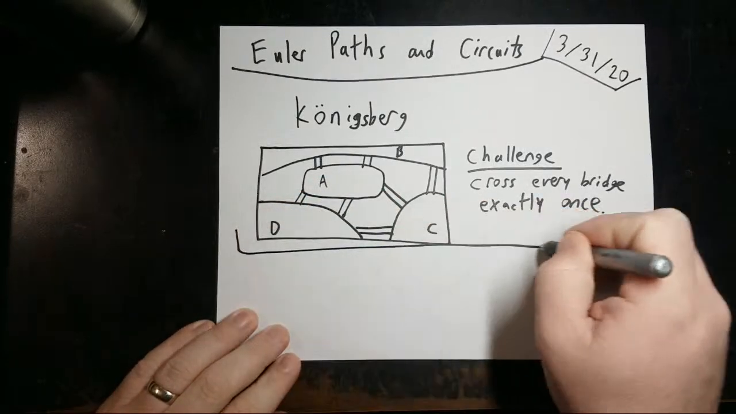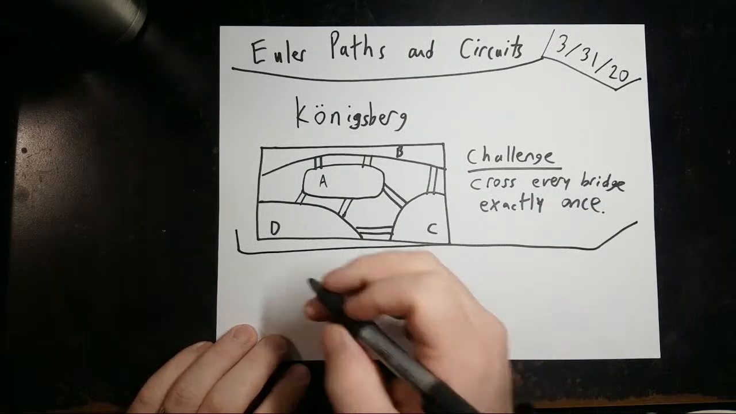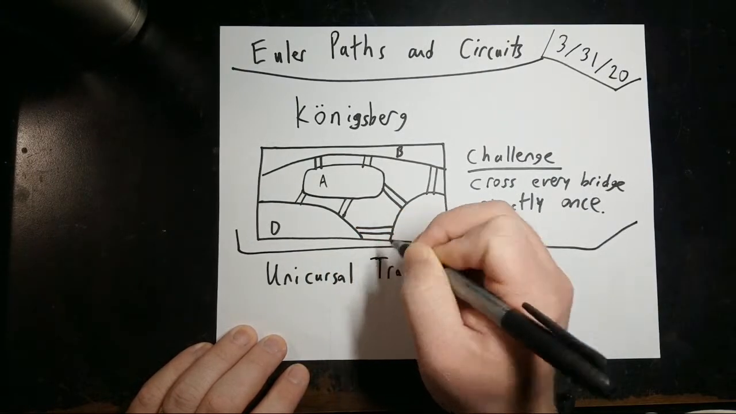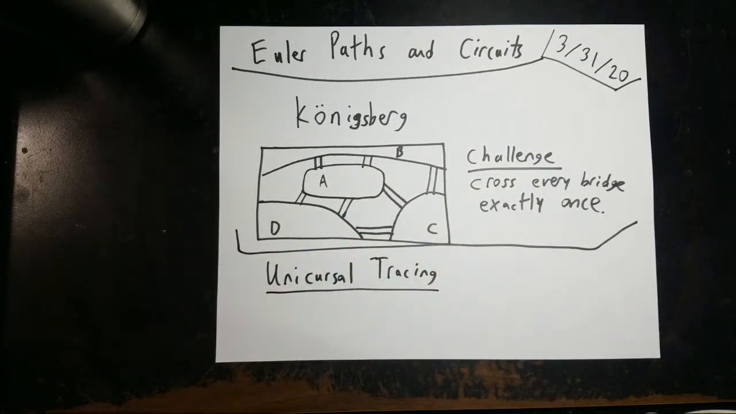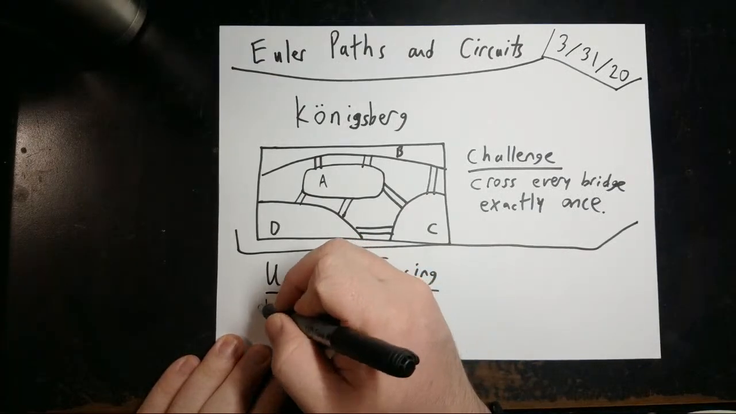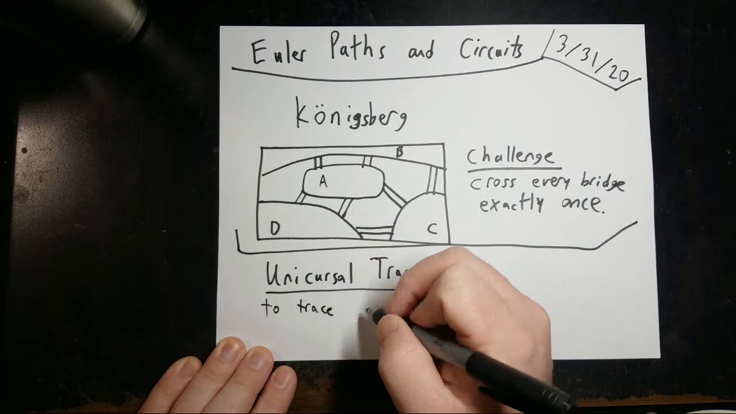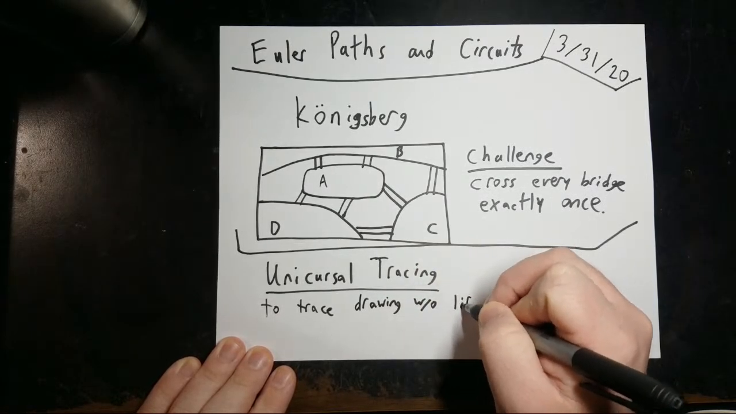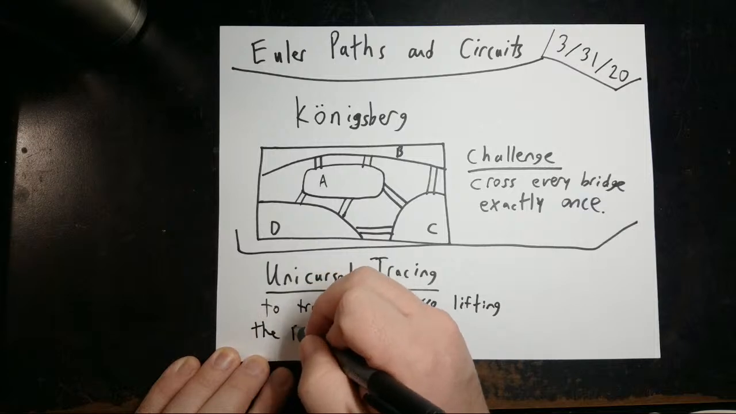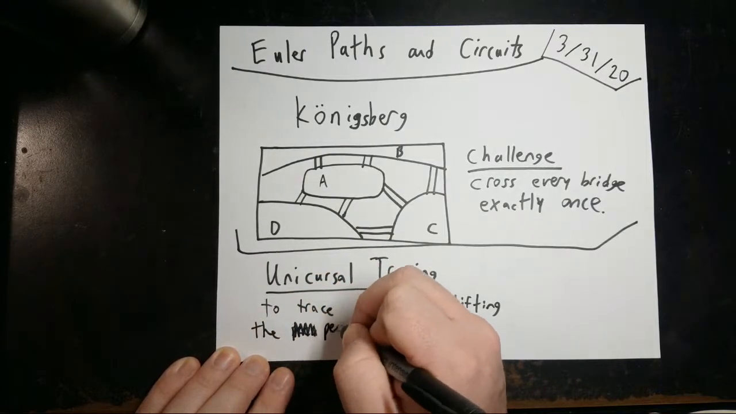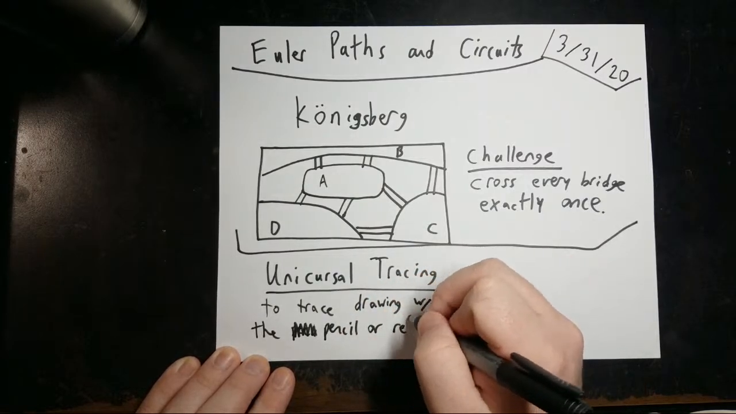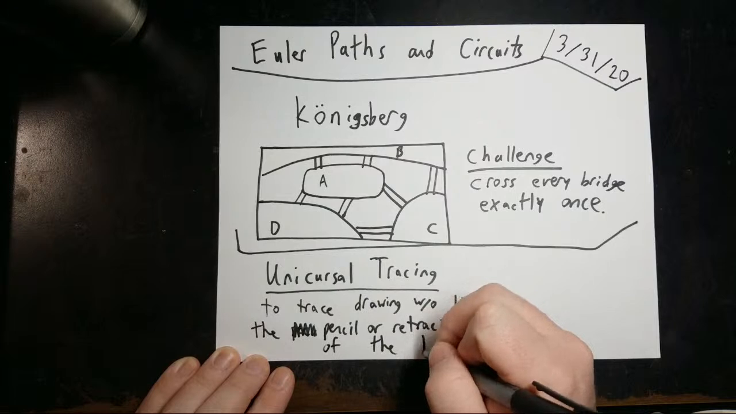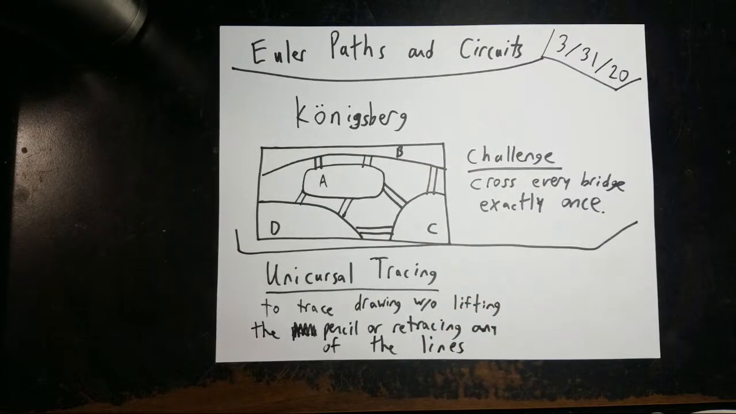Just as a side note, a little definition here for your notes. What you just attempted to do is called a unicursal tracing. Unicursal tracing is basically to trace or draw without lifting the pencil, pencil, pen, whatever you're writing with, or retracing any of the lines. This is technically what you attempted to do: a unicursal tracing.